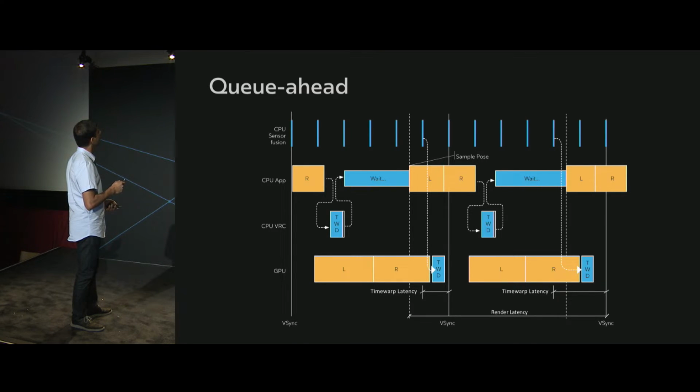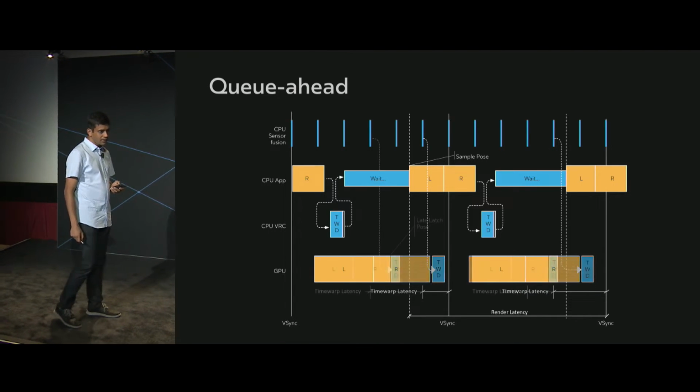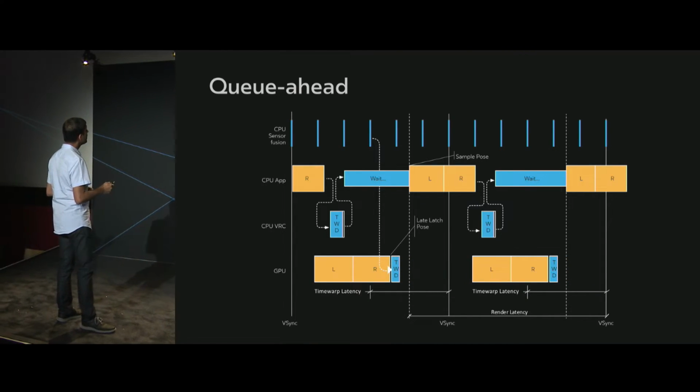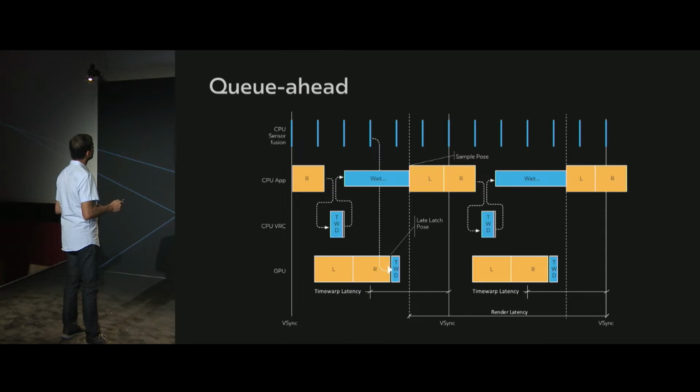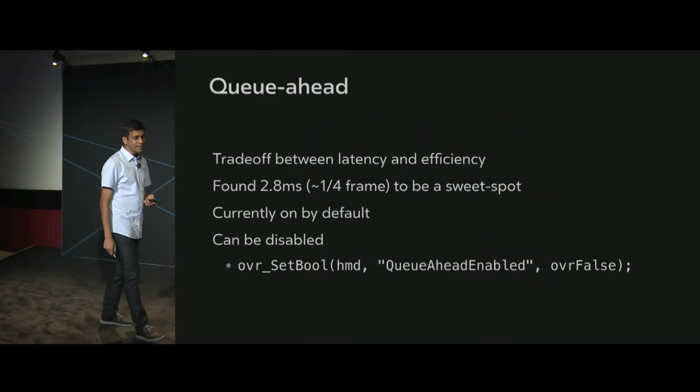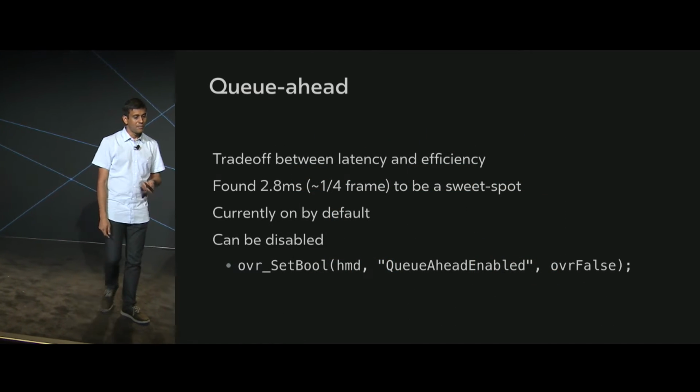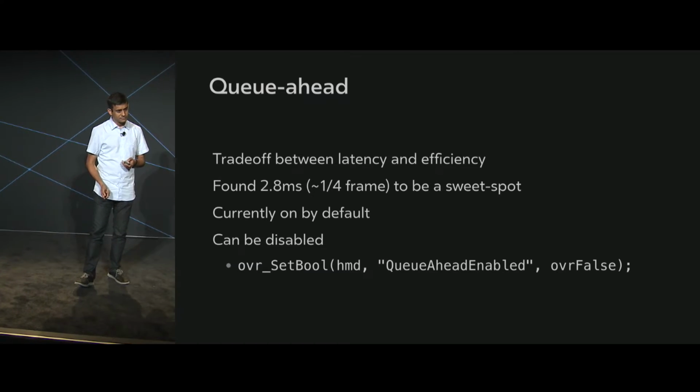So instead of starting here, now we are starting to sample the pose at this point for rendering, and so we have increased the render pose latency somewhat. And for apps that did not need queue-ahead, we also increase the time warp latency by moving everything to the left and doing a queue-ahead. And so this is basically a trade-off between latency and efficiency.